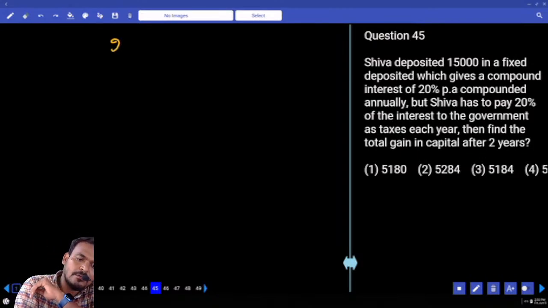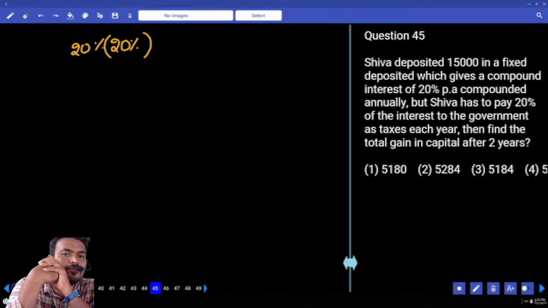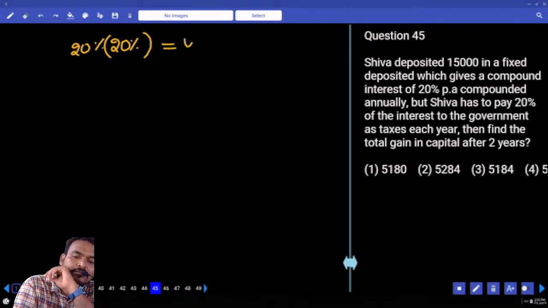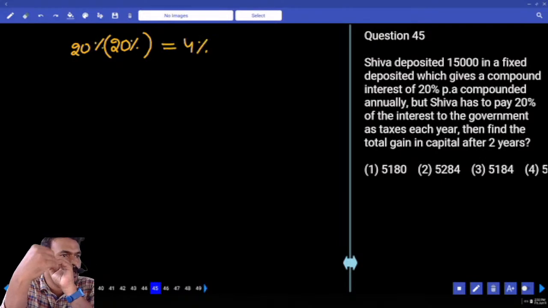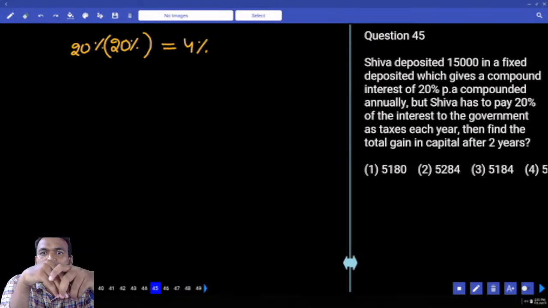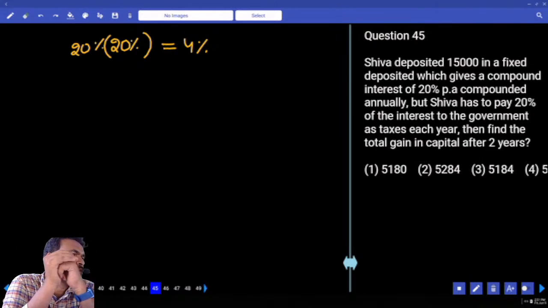First of all, per annum interest is 20%. In that, how much percent is tax? 20%. What is 20% of 20%? 4%. Okay. If we receive 20% interest, in that 20% is tax or not? What is 20% of 20%? 4%. Actually, getting 20% interest, in that 4% tax is paid. What is the remaining? 16%.